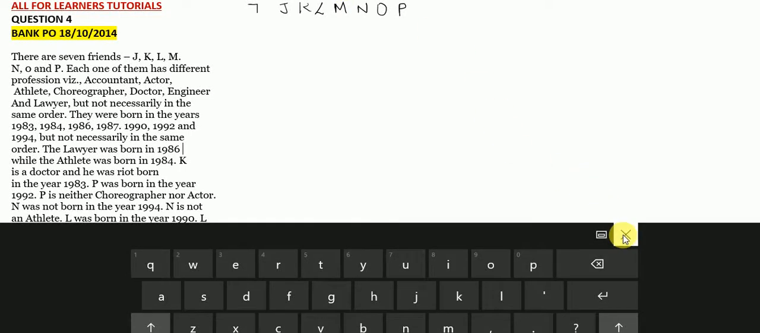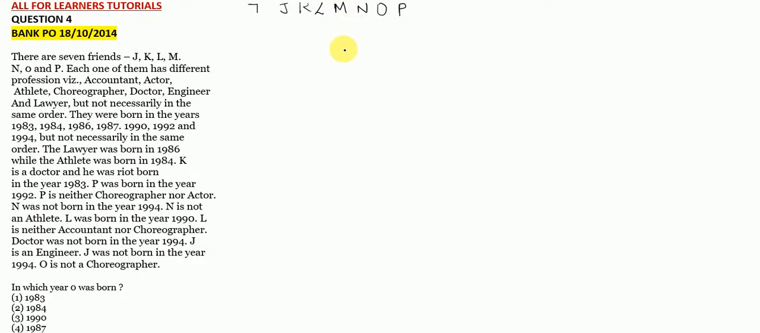There are seven friends, J, K, L, M, N, O, P. Which of them has a different profession? The professions are accountant, actor. Just write in small letters, and since A is there, just write three letters of each: accountant, actor, athlete, choreographer, doctor, engineer, and lawyer. So these are 1, 2, 3, 4, 5, 6, 7.